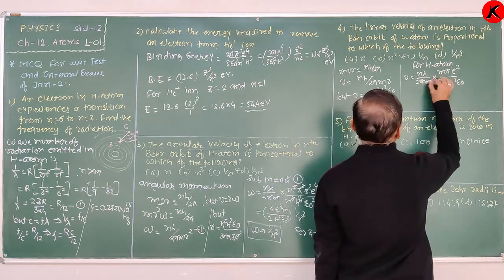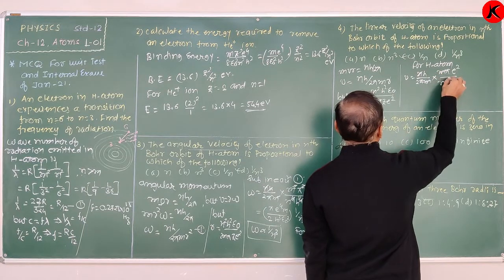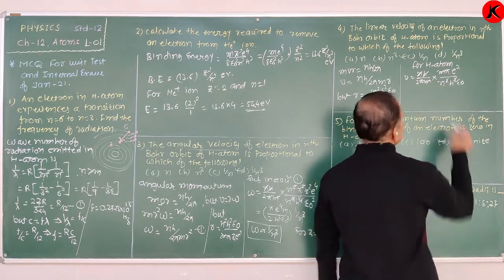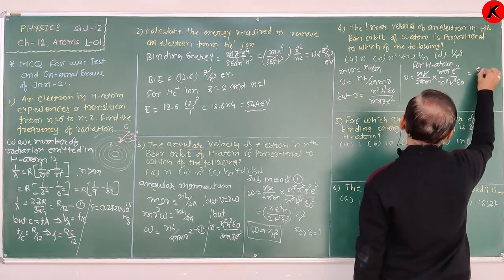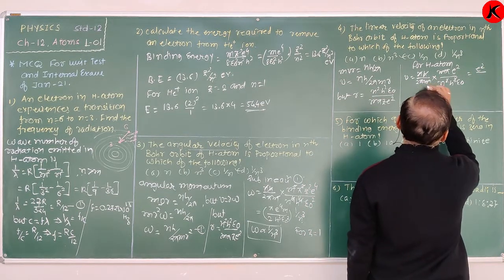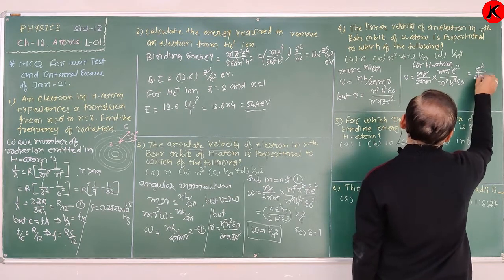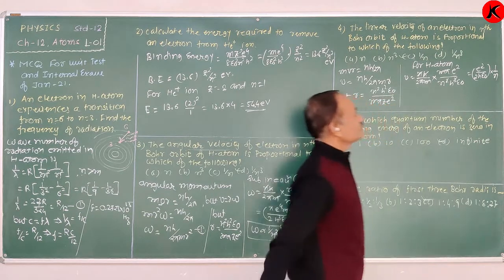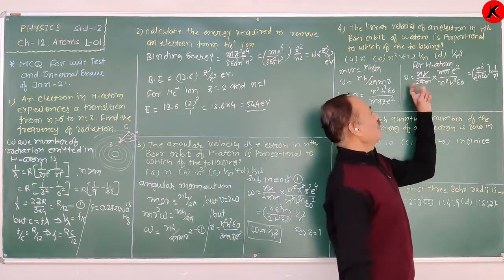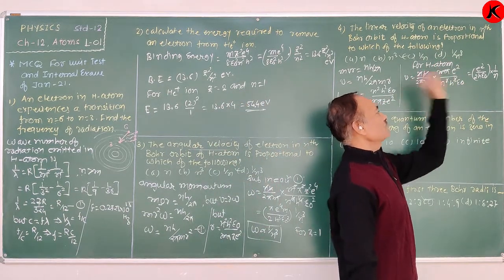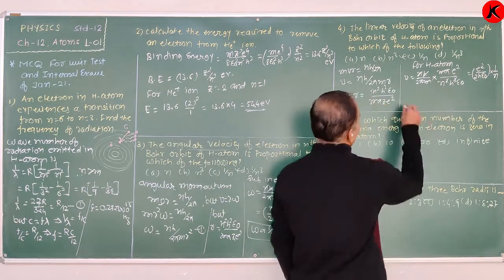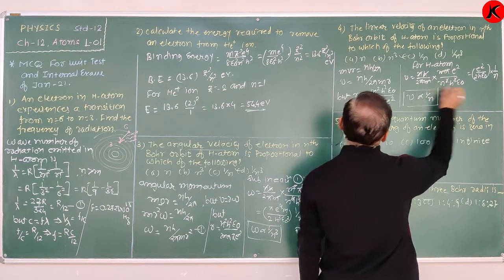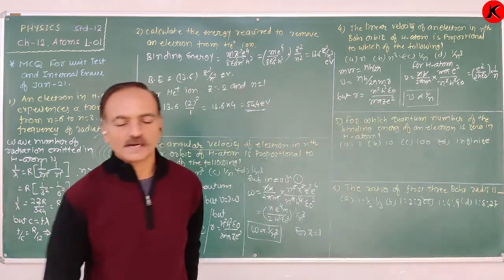So m pi cancel, 1 times n cancel, h cancel. So remaining is square upon 2 h epsilon 0 into 1 upon n. Now square upon 2 n h epsilon 0, n is taken out. Therefore v is proportional to 1 upon n.